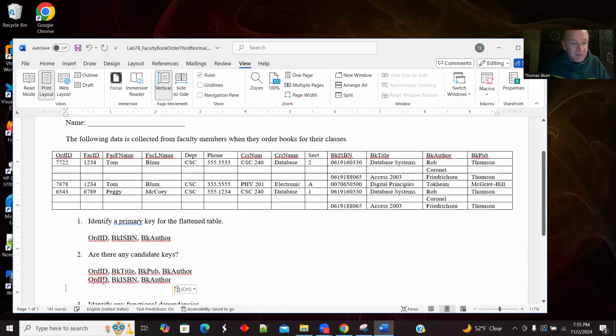Or we might go for something that replaces the order ID here. And so, what could we replace there? Probably the faculty ID and the course number, and then there's that section number stuff that we're going to just ignore. So we could say the faculty member for a given course is ordering a book. So the order ID could be replaced by the faculty and course number. So those are some candidate keys here.